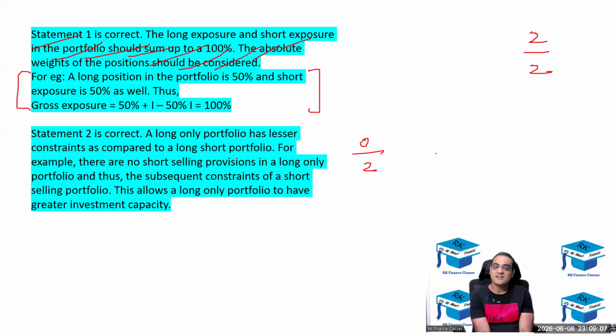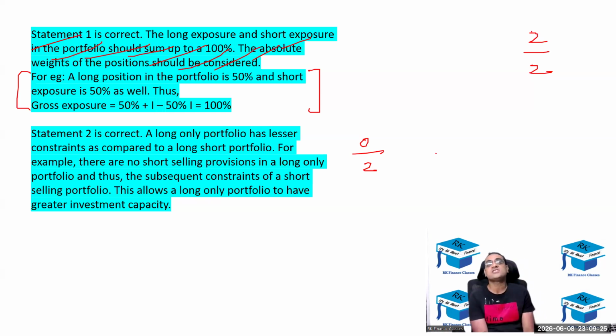But why? Why is short selling a constraint? There are no short selling provisions, or let me use a similar word, constraints, in a long only fund. But what are the short selling constraints? What are the constraints of short selling?